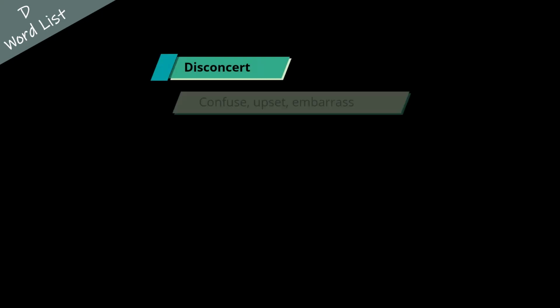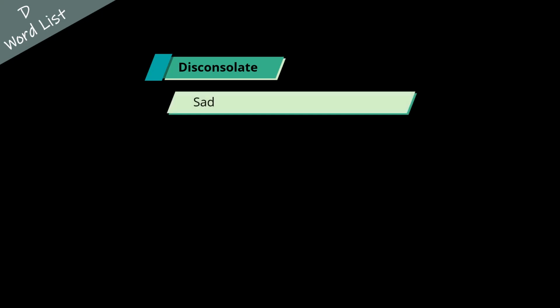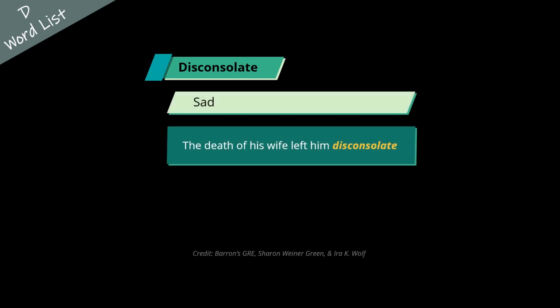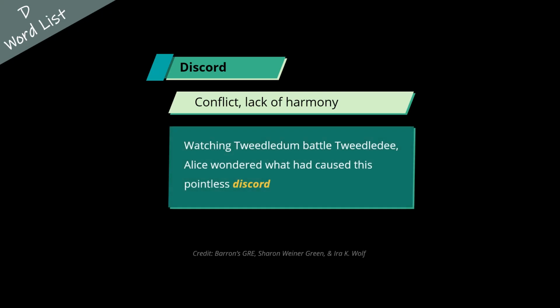Disconcert means confuse, upset, embarrass. For example, the lawyer was disconcerted by the evidence produced by her adversary. Disconsolate means sad. For example, the death of his wife left him disconsolate. Discord means conflict, lack of harmony. For example, watching Tweedledum battle Tweedledee, Alice wondered what had caused this pointless discord.